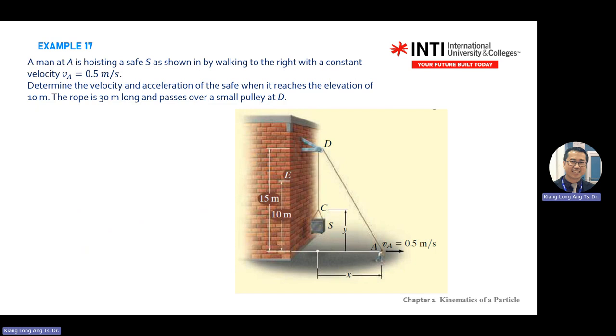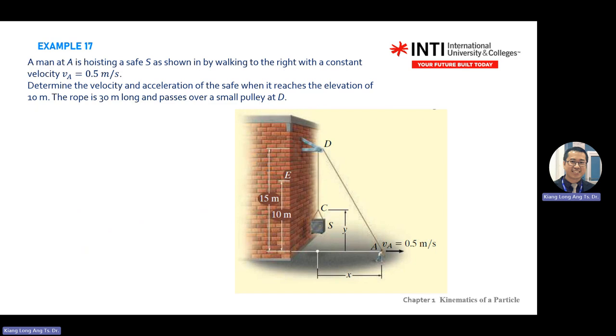Then you have the point E here, point D here, right? So you have point E, 10 meter, point D, 15 meter. There's a Y there. So you have a point A, B, C, and with the S things. So what you have? You have information that the person is moving constant speed to the right. Determine the velocity and acceleration of the safe, which is this object S, when it reached the elevation of 10 meter.